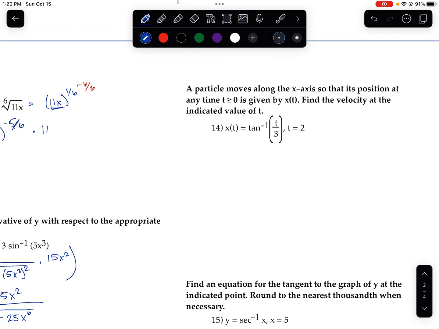Let's see. A particle moves along the x-axis so that its position at any time t greater than 0 is given by x of t. Find the velocity at the indicated value. So just finding velocity, we'll say v of t is equal to the derivative of arc tangent, which is 1 over 1 plus t squared. In this case, that's going to be t squared over 9, because we're going to square this inside part. Then we're going to multiply by the derivative of t over 3, which is just going to be 1/3. You can think about it as 1/3 times t. The 1/3 is just the coefficient.